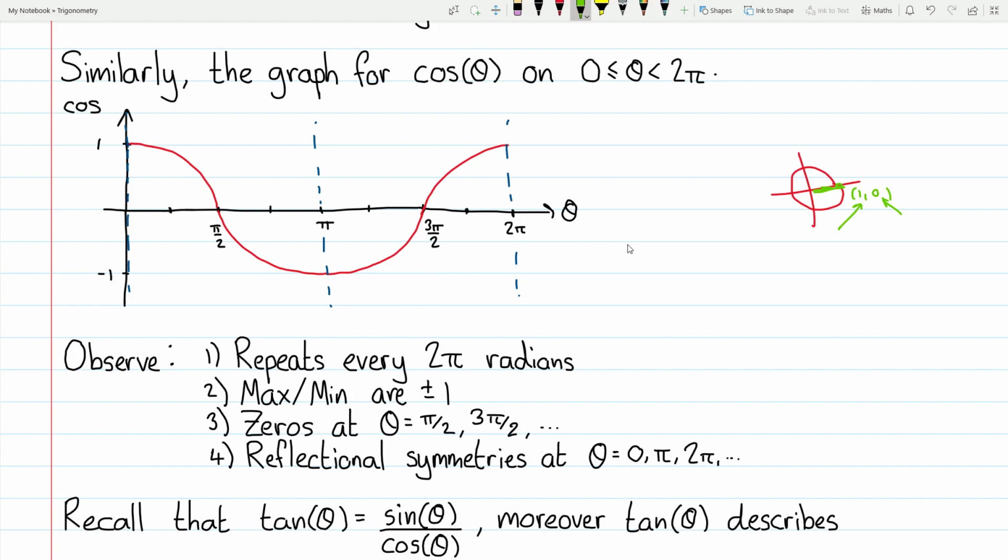It repeats every 2 pi again by the exact same argument. So when you go around by 2 pi, you're tracing your steps. Minimums and maximums are at 1 and -1. The zeros now are at pi over 2, 3 pi over 2, 5 pi over 2, 7 pi over 2, and similarly negative pi over 2, and so on. And the reflectional symmetries are now at 0, at pi, at 2 pi, 3 pi, 4 pi.